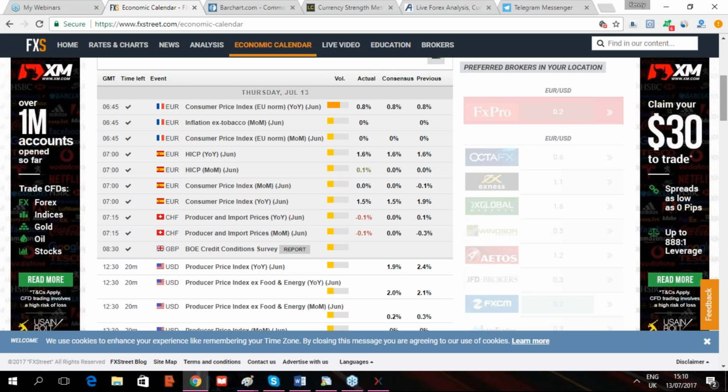So let's go into the first things first. Put this in mind when you're wondering what to trade for the day. It's always good for you to go onto the economic calendar. You can get the economic calendar from FX Street, for example, or from Forex Factory and various other sites, or even brokers' websites. Now, I personally like using FX Street.